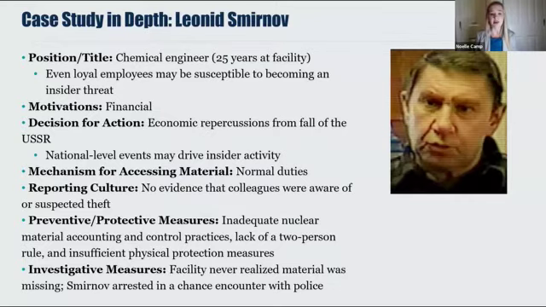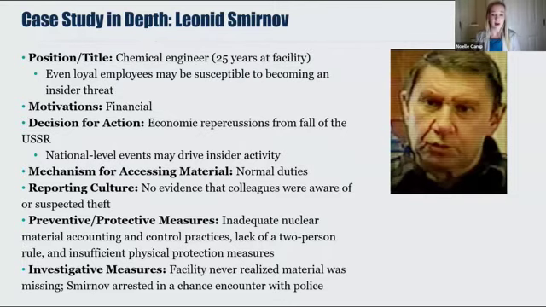In fact, there is no evidence that any of Smirnov's colleagues were aware of or even suspected that theft was occurring at the facility. This is due in part to inadequate nuclear material accounting and control practices. The facility's accounting and control practices were so poor that they didn't even know that any nuclear material was missing from the facility. Further, the lack of a two-person rule, allowing Smirnov to work with the material alone, and insufficient physical protection measures, such as the lack of radiation detectors at entrances and exits, further facilitated Smirnov's theft.